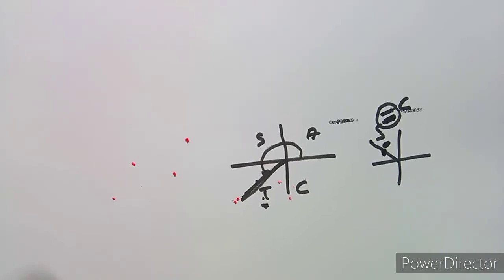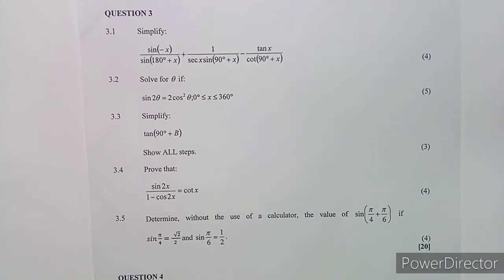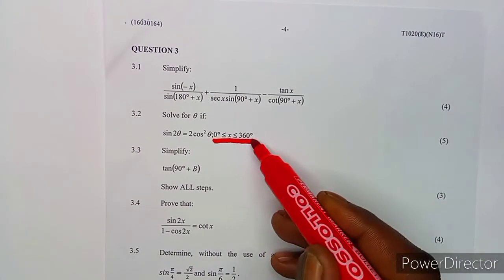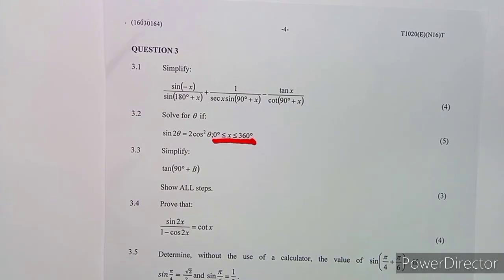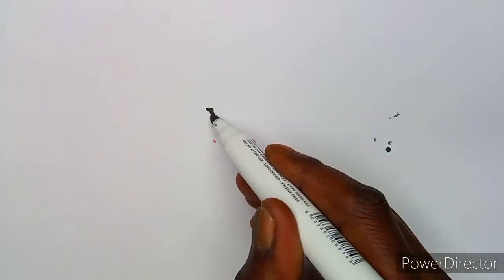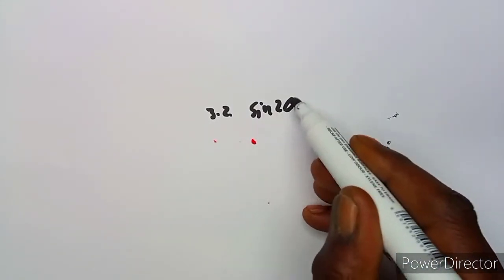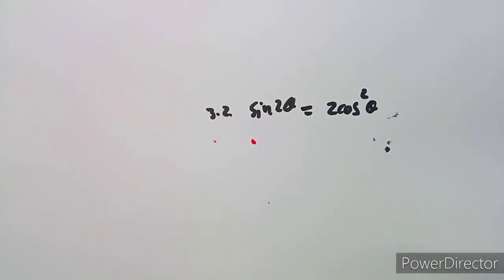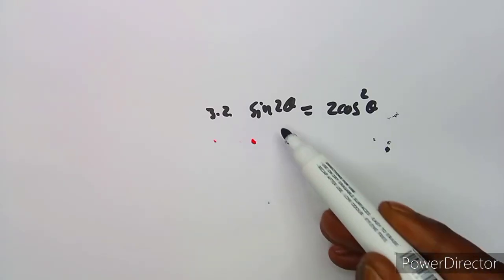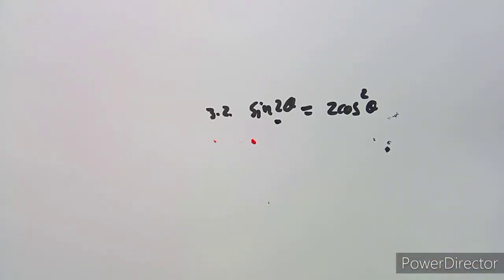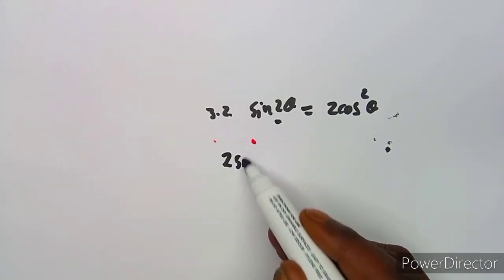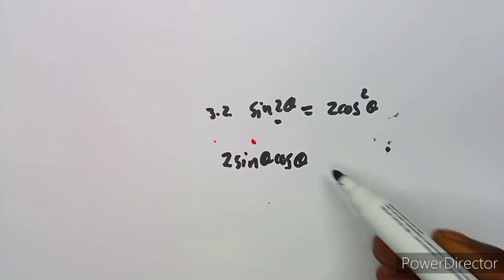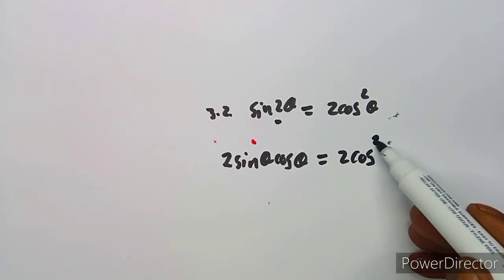All right, another part is to solve for theta given an interval from 0 to 360 degrees. There, from 0 to 360, we need to solve for theta given that sine 2 theta is equivalent to 2 cos squared theta. So far there is nothing that we can do. Maybe we can just change sine. Remember, from our double angle, sine 2 theta is equivalent to 2 sine theta cos theta, which is equivalent to 2 cos squared theta.